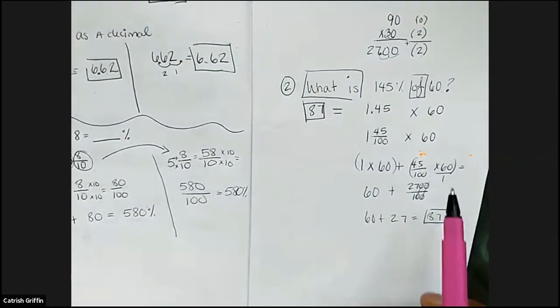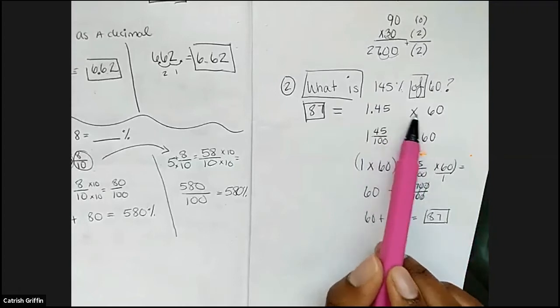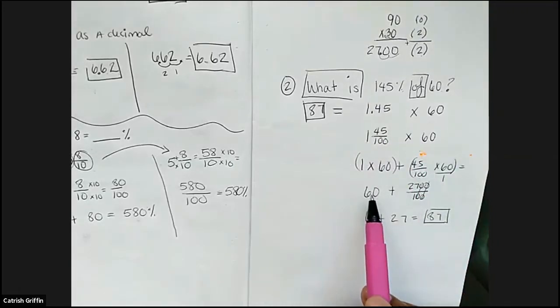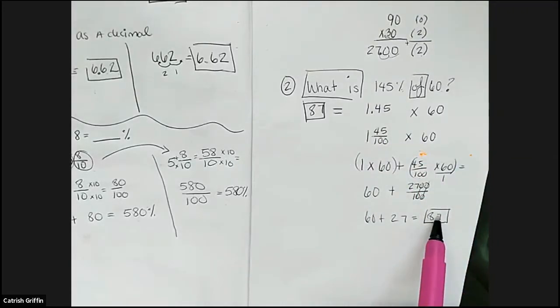You should have gotten 87 whether you multiplied the decimal times 60 or if you multiplied the fraction times 60. You should have gotten the same answer. I'm going to show the problems again, and this time I want you to try number 3.